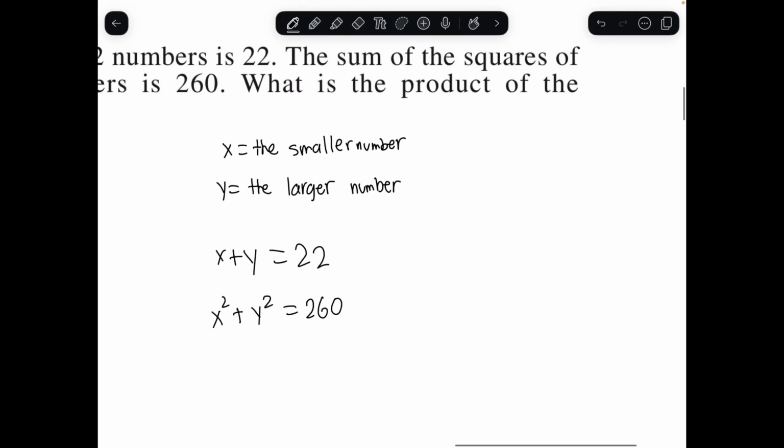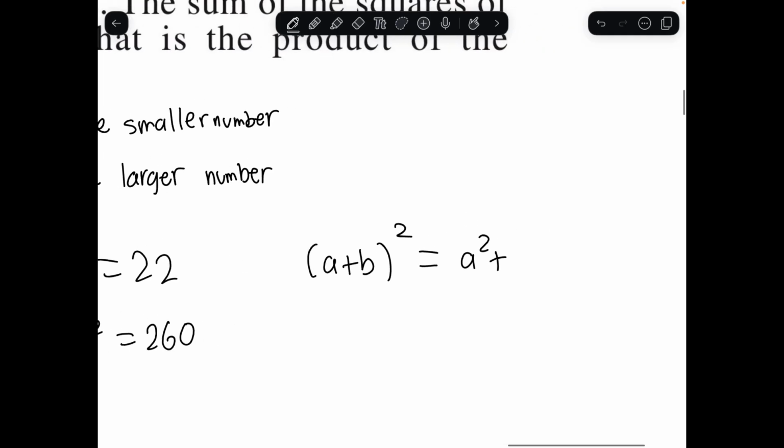For this question, you need to recognize and remember this identity: (a plus b) squared equals a squared plus 2ab plus b squared.